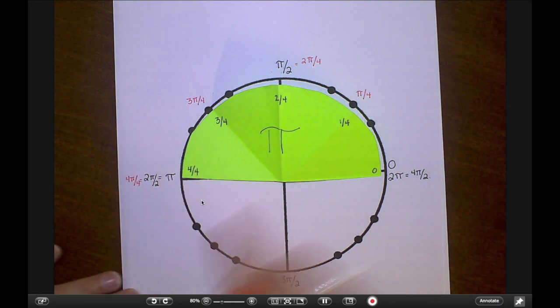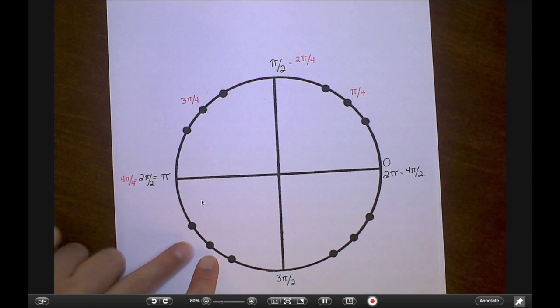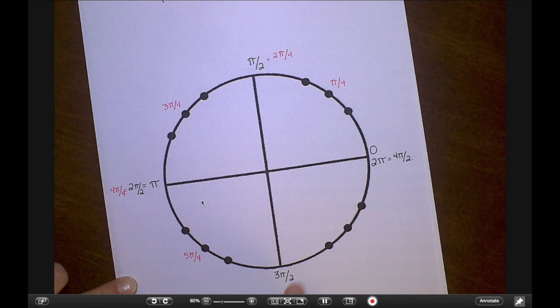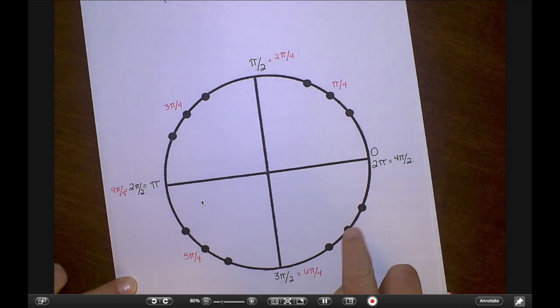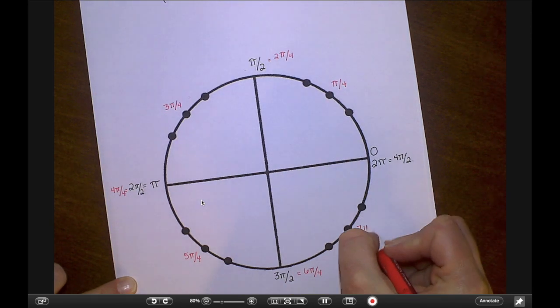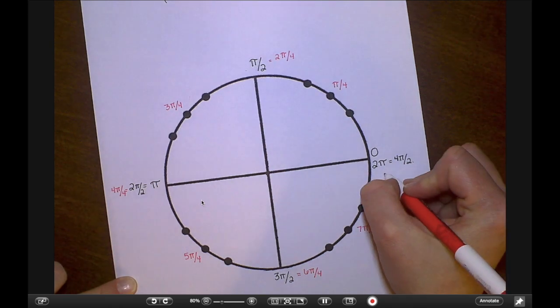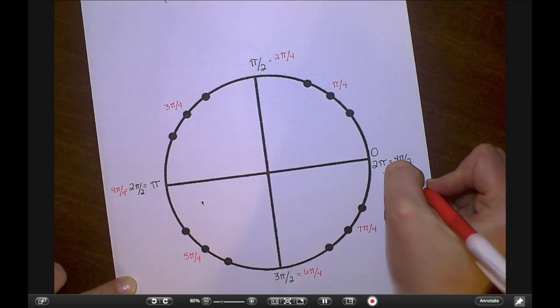And then let's just keep going. So notice those are all those middle dots. So this next middle dot, if I keep following this pattern, would be 5 pi over 4. 3 pi over 2 is equivalent to 6 pi over 4. This middle dot would be 7 pi over 4. And then 4 pi over 2 would be equivalent to 8 pi over 4.